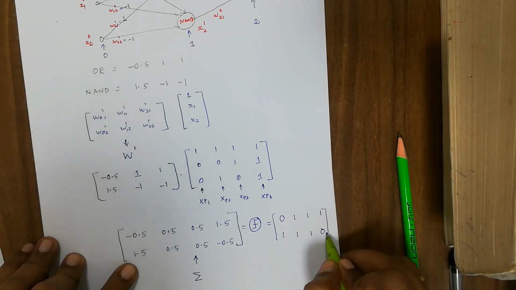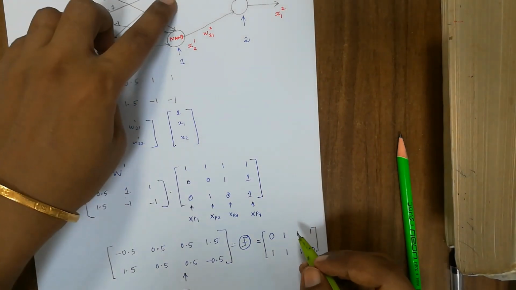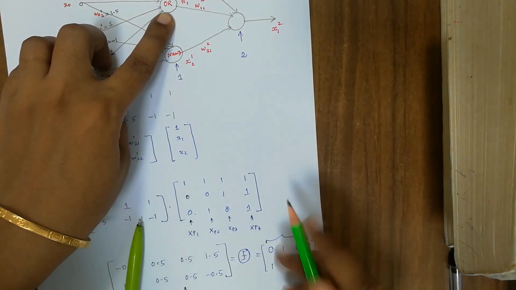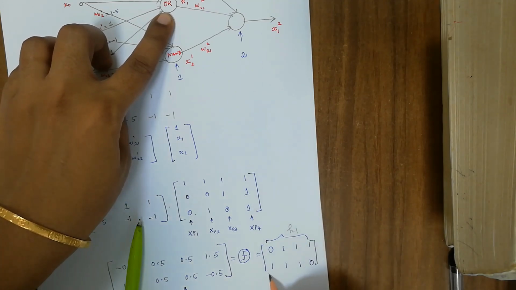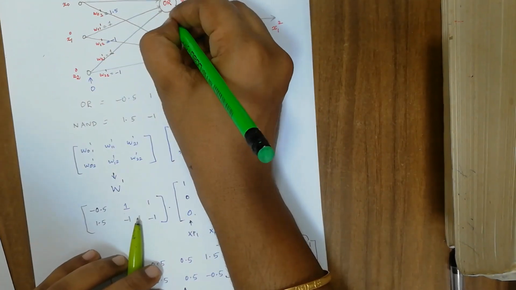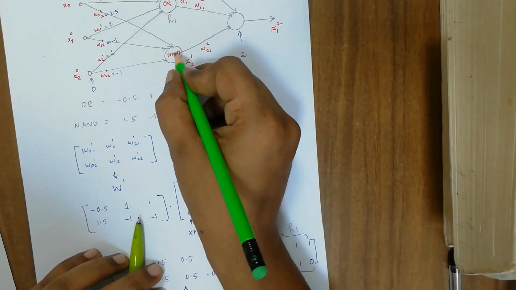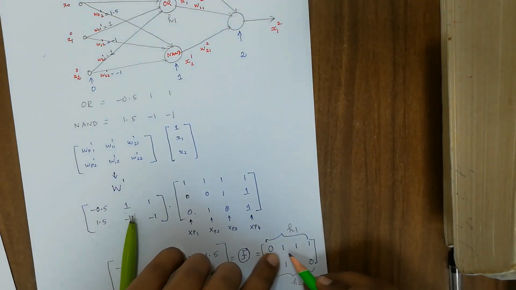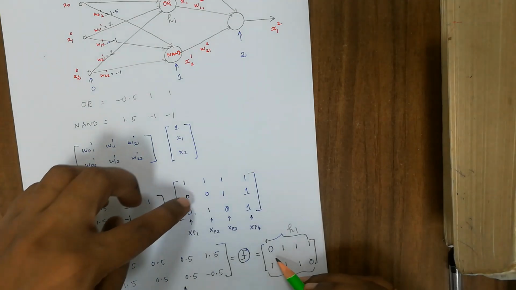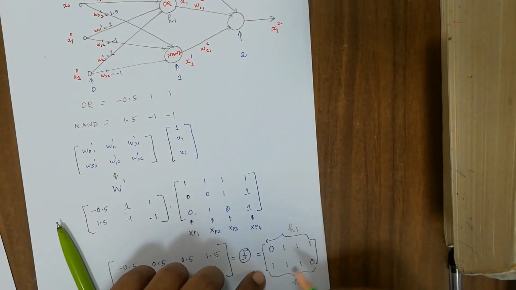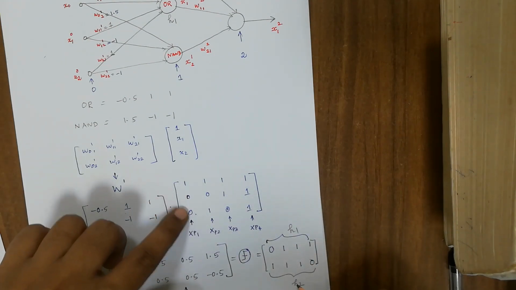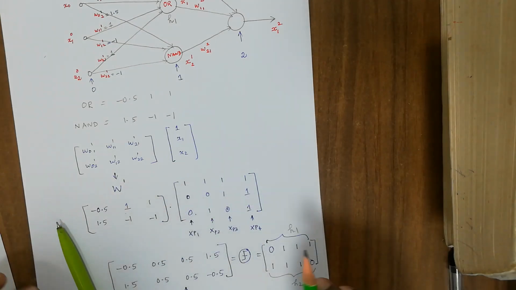Now whatever we have obtained here, this is XR. So what we can say, this is nothing but your H1 value for all possible values, and this is the H2 value. The output of H1 is 0, 1, 1, 1 when the input is 0, 0, 0, 1, 1, 0, 1, 1, and so on. Similarly, the output of H2 is 1, 1, 1, 0 for the input 0, 0, 0, 1, 1, 0, 1, 1. So that's the meaning.